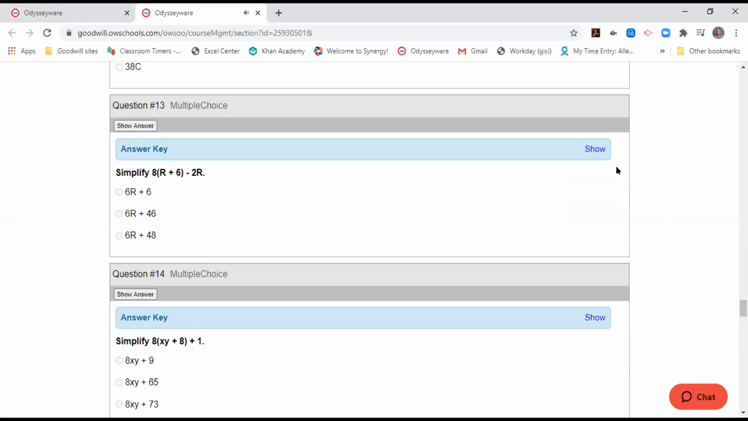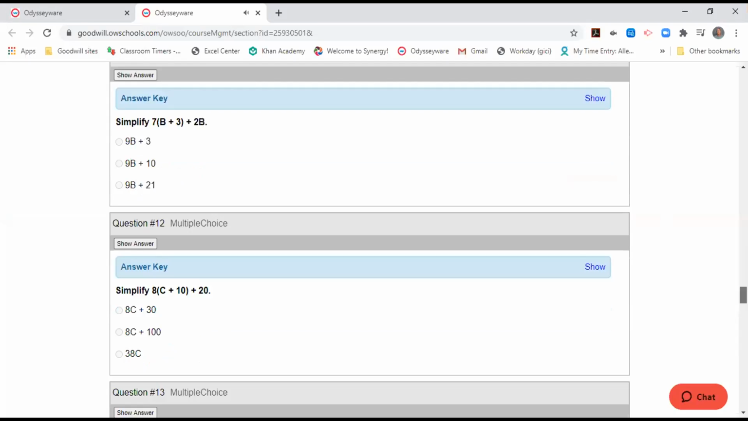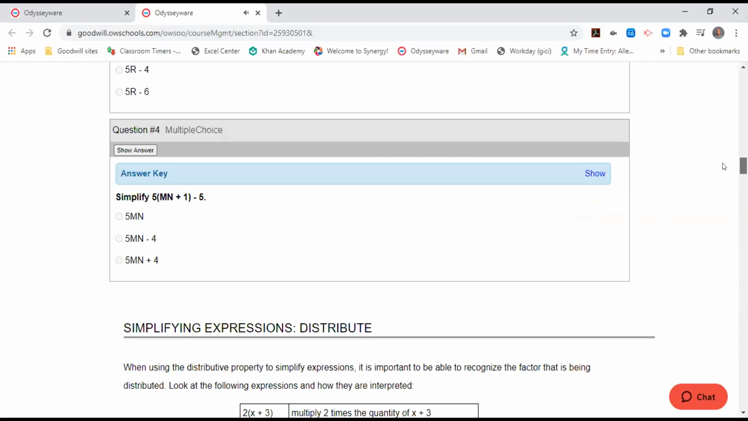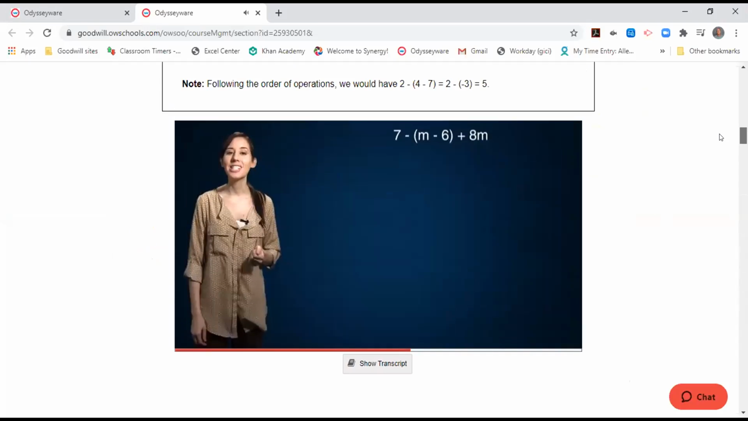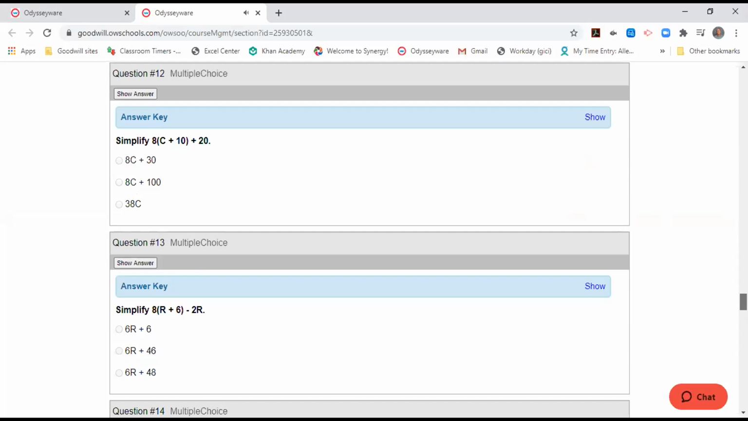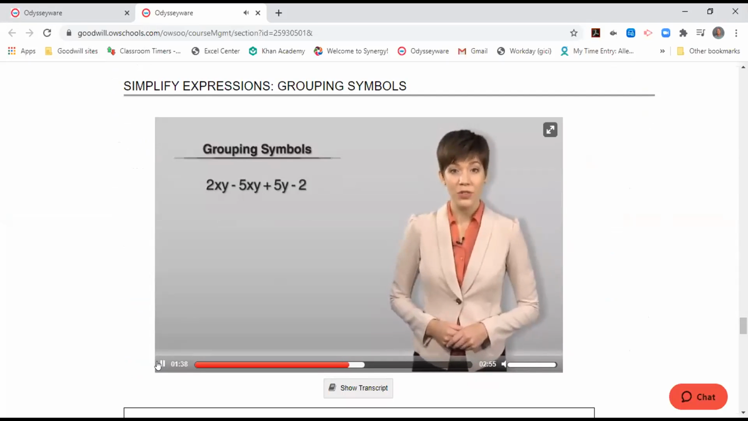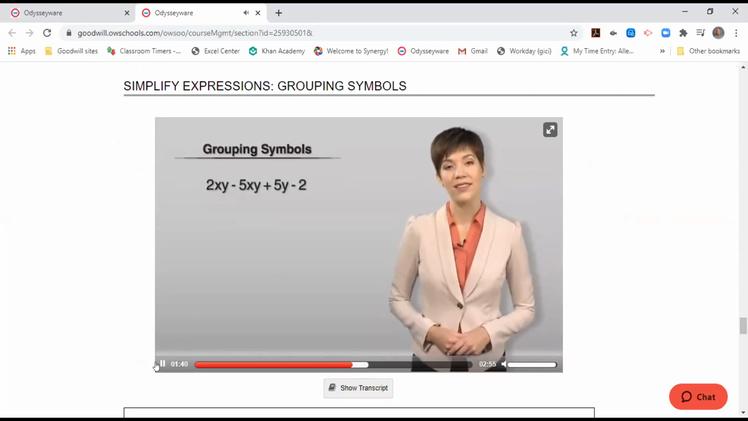Simplify the expression 2xy plus 5y minus 5xy minus 2. First, move the terms around to get like terms near each other. In this case, move the 5xy to be near the 2xy. You can do this because of the commutative property.